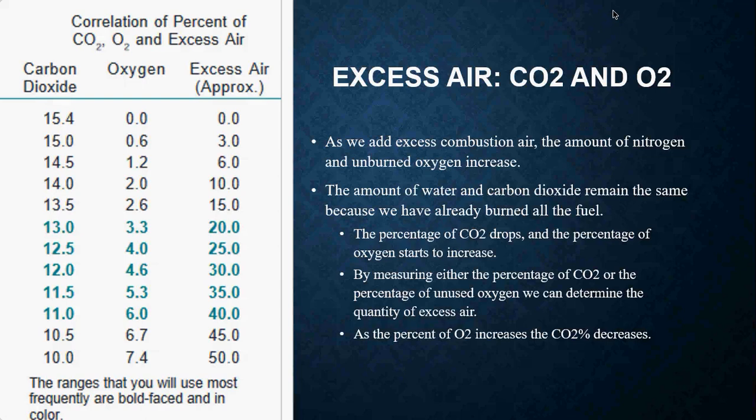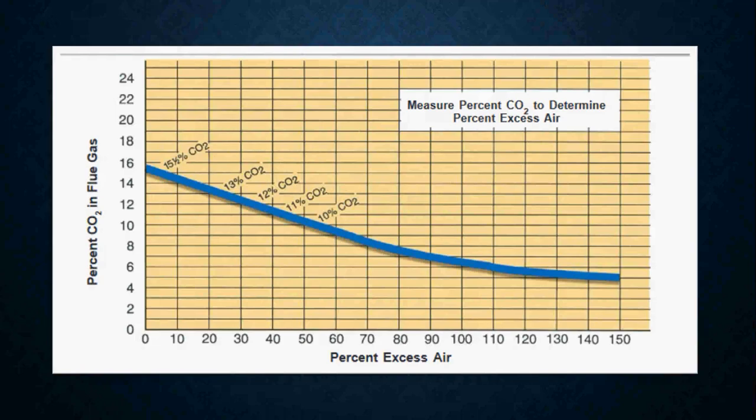And by measuring either the percentage of CO2 or the percentage of unused oxygen, we can determine the quantity of our excess air on a unit. And as the percentage of O2 increases, your CO2 percent is going to actually decrease. So when we are setting up a burner, we can only do a couple of things to it. We can mess around with the air bands. We can mess around with our draft and stuff like that by making sure that it's clean.